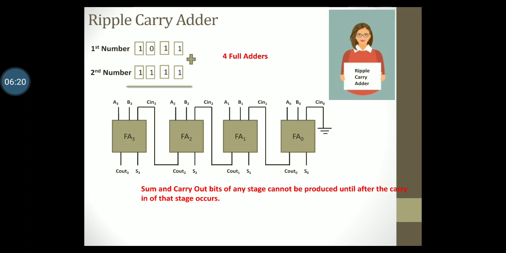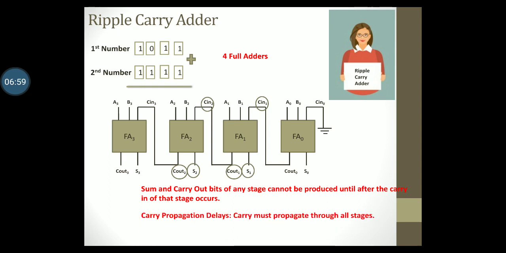For example, take the full adder FA1. The outputs S1 and Cout1 are not valid until after getting the input Cin1, which is connected to Cout0. Similarly, for full adder FA2, the outputs S2 and Cout2 are not valid until after getting Cin2, which is connected to Cout1. The same is for full adder FA3.